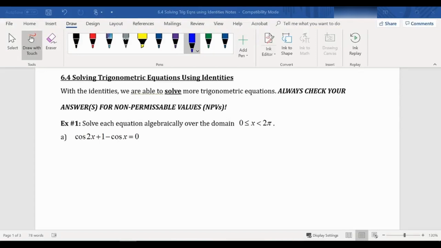Today we are going to be looking at an extra section. This section is not a section you have to complete. It is related to some stuff we did in chapter 4, which was solving equations. The difference today is that we have equations that we can't just jump right in and solve. We need one of our identities for.